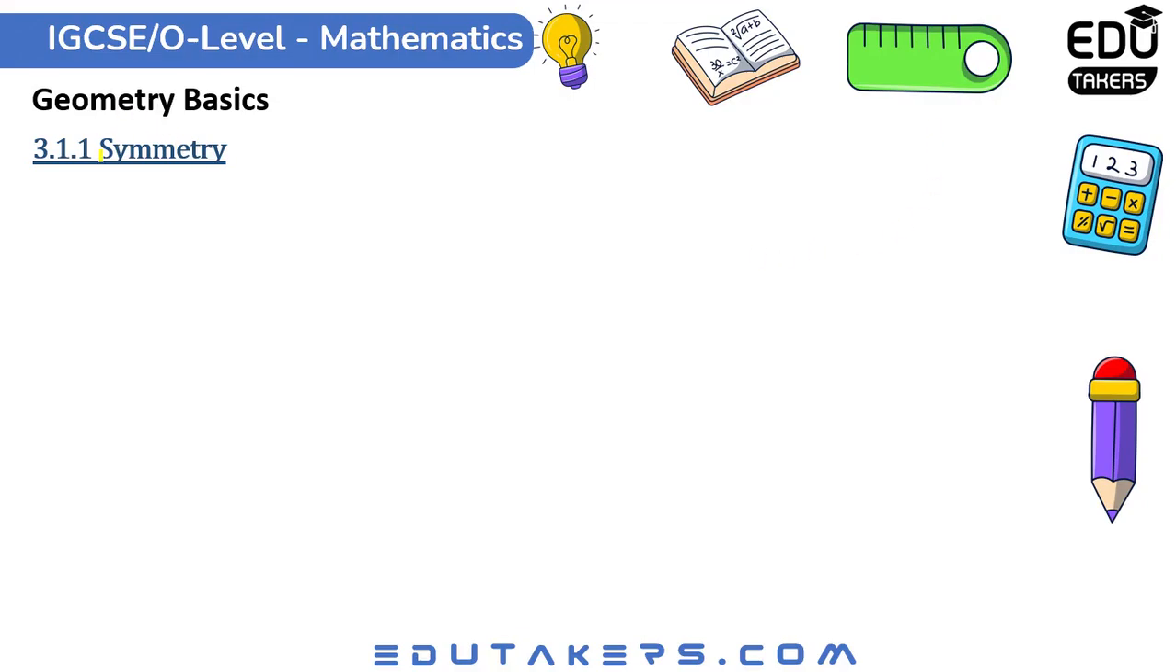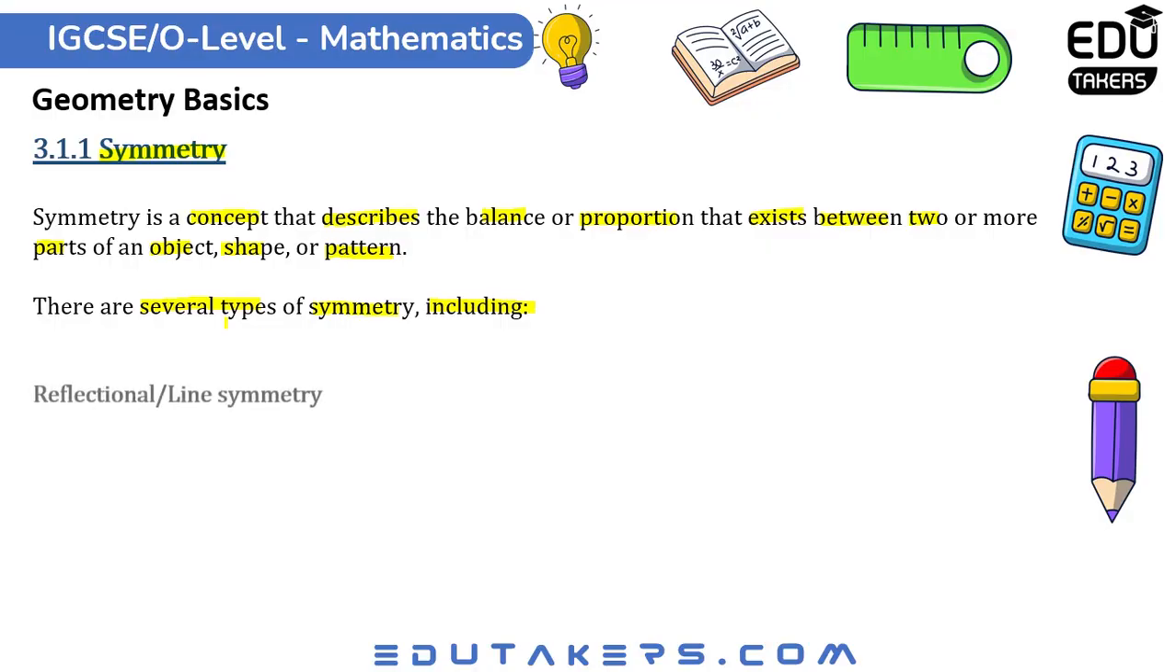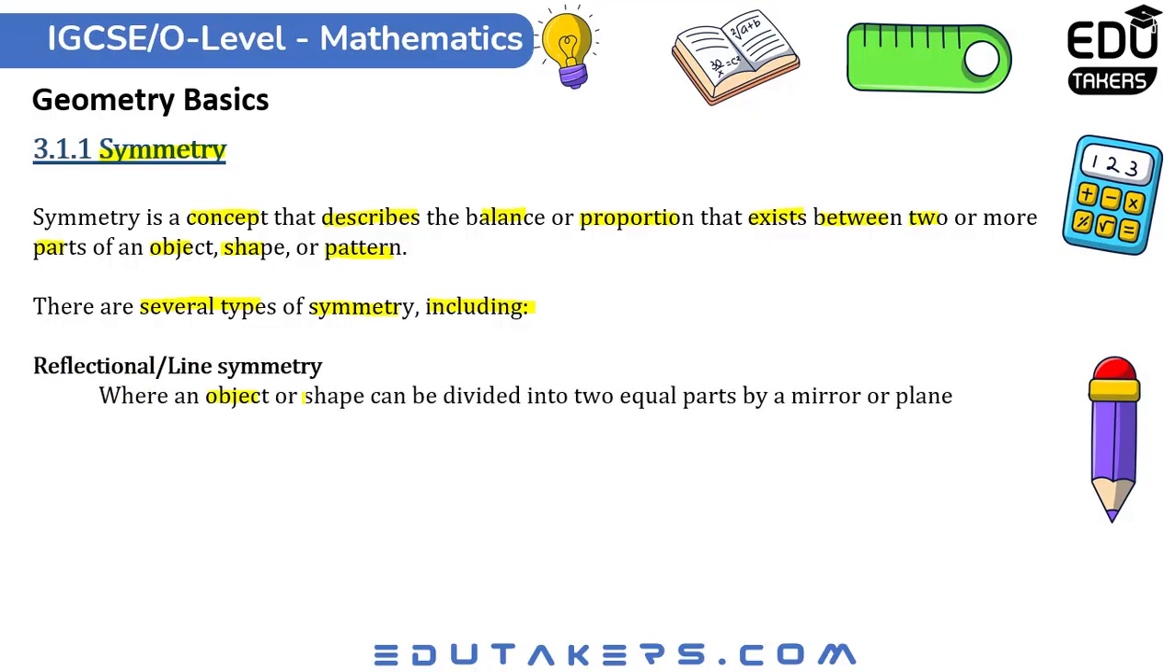The first topic is symmetry. Symmetry is a concept that describes the balance or proportion that exists between two or more parts of an object, shape, or pattern. There are several types of symmetry, including reflectional or line symmetry, where an object or shape can be divided into two equal parts by a mirror or plane.